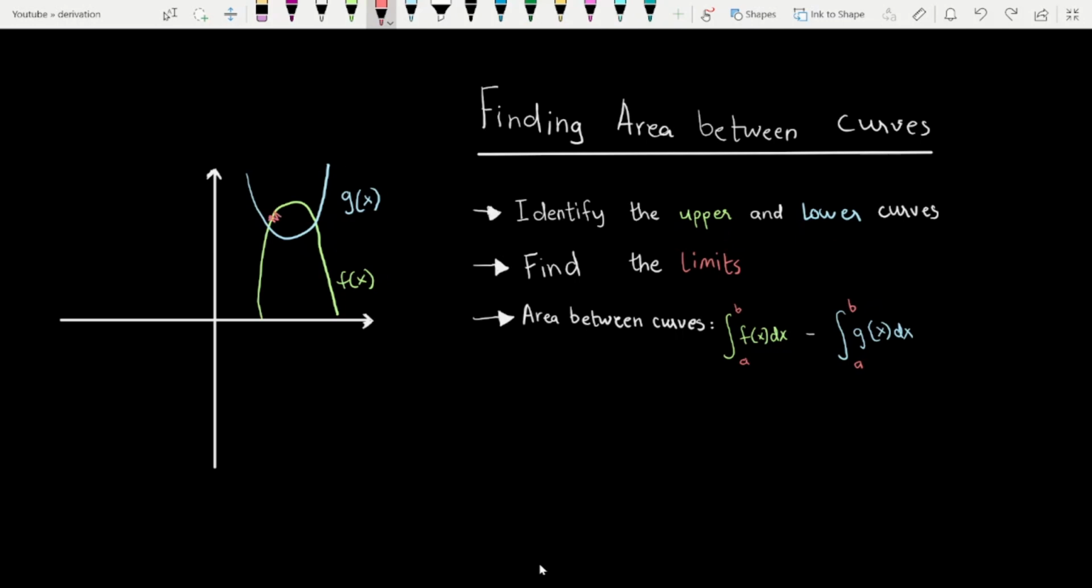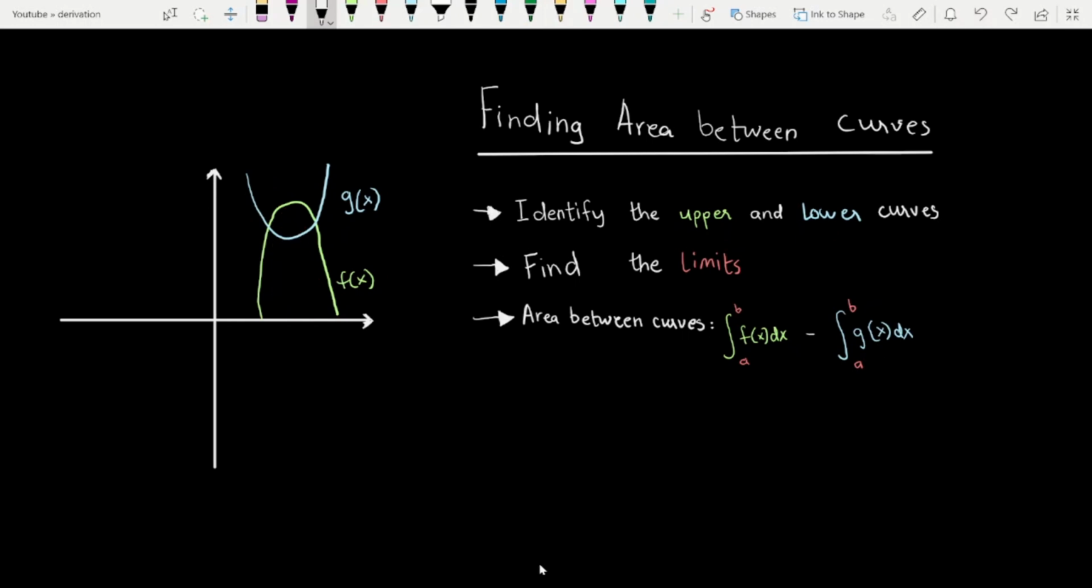Now, if you look at this part, it's basically the upper part, and this part right here is basically the lower part. And so what you do is you find this area right here, and then you find this area right here. I'm just going to change color. You subtract the two, and you will get that red area right there. So how do you do that? How do you find these areas?